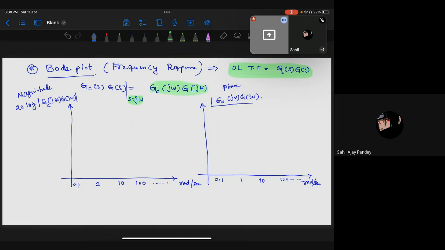For the open loop transfer function, we plot the magnitude plot, which is nothing but 20 log of that open loop transfer function, and the phase plot, which is nothing but the angle of that open loop transfer function. I hope this is clear. Is there any doubt, anyone? Sir, can you just explain it a little? How to plot this?